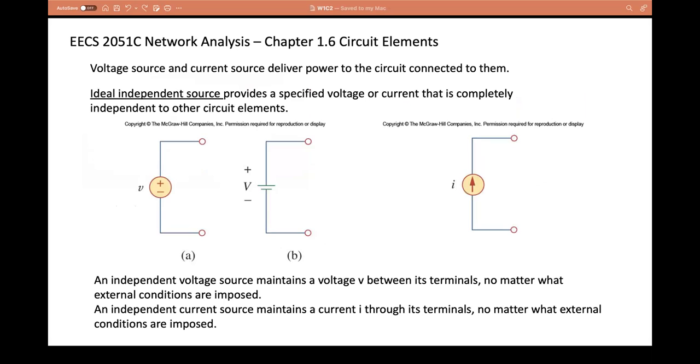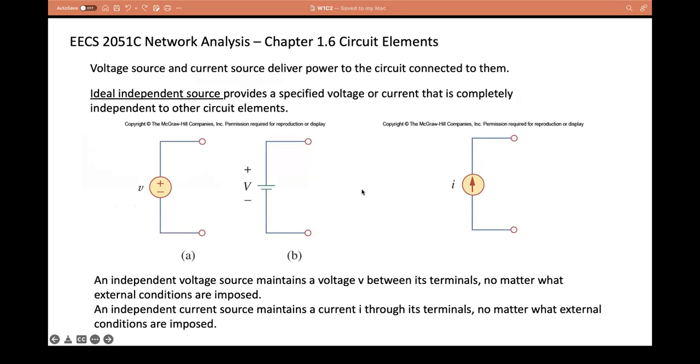Okay, let's look a little bit deeper into the power sources. There are voltage sources and current sources. Both deliver power to the circuit connected to them. Then there is the so-called ideal independent source, which provides a specific voltage or current, no matter what the rest of the circuit elements change.